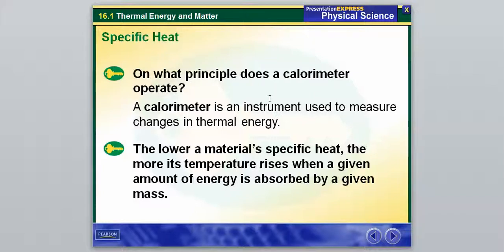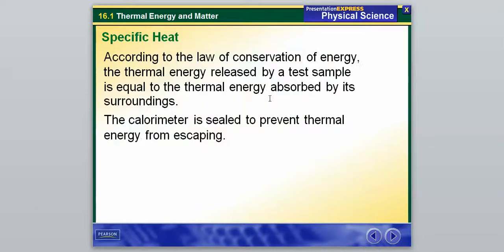The lower a material's specific heat, the more its temperature rises when a given amount of energy is absorbed by a given mass. According to the law of conservation of energy, the thermal energy released by a test sample is equal to the thermal energy absorbed by its surroundings. If you set a hot pie out and it releases its heat, the amount of heat it releases is going to be equal to the amount of thermal energy that the air absorbs. And the calorimeter is sealed to prevent thermal energy from escaping.